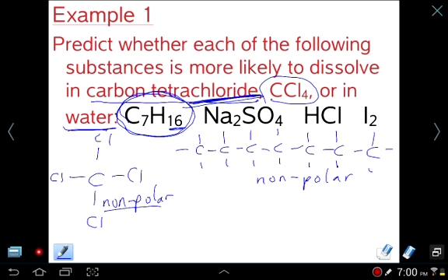The other substance here that's soluble in carbon tetrachloride is iodine. Iodine, diatomic iodine, is simply 2 iodine atoms bonded together, and it is also nonpolar, and for that reason it will also dissolve in carbon tet. Iodine is actually a solid, but it'll dissolve quite readily in this nonpolar carbon tetrachloride.